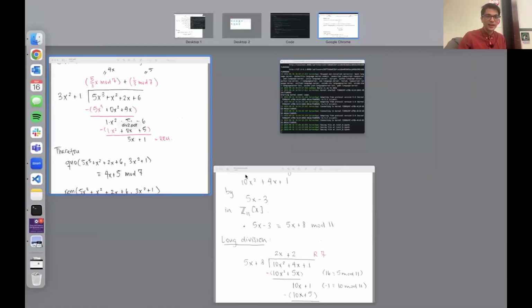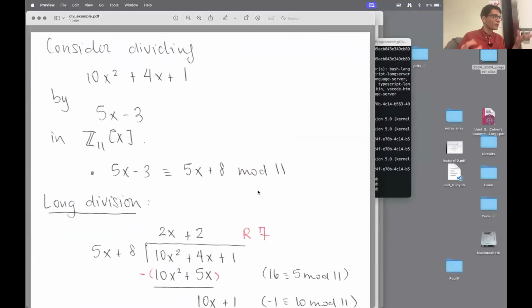So I have a couple of hand examples to work through this, because it's literally identical to what you've been taught, except there's a little bit of a different perspective that we have to take when working in Z11 that you may not be used to. Okay, so I want to divide 10x squared plus 4x plus 1 by 5x minus 3. And my claim is that, well, the other week I actually said all you have to do is evaluate this at x equals 3/5, right? Or 3 times the inverse of 5 mod 11, right?